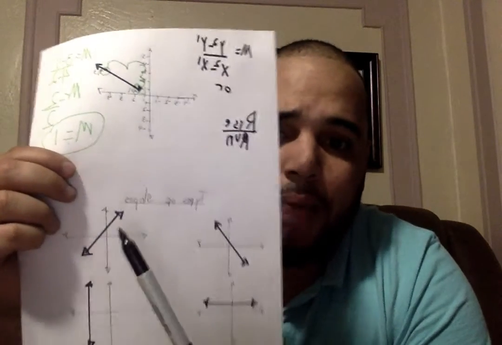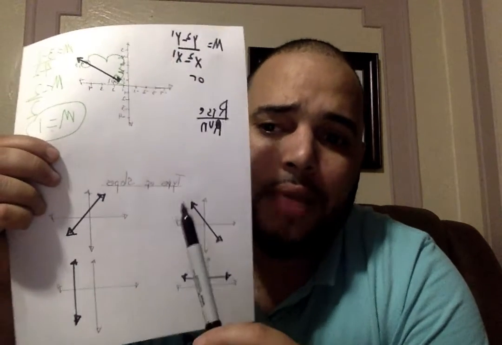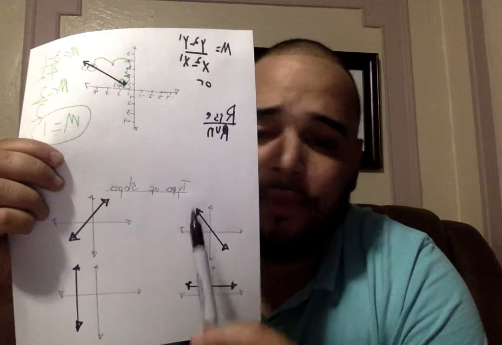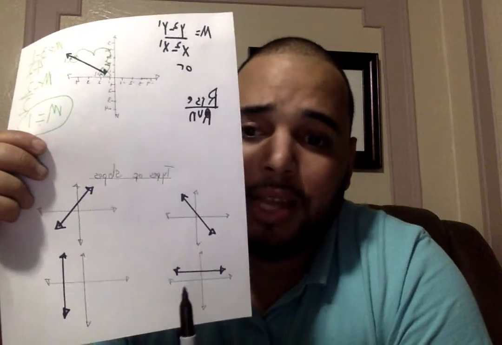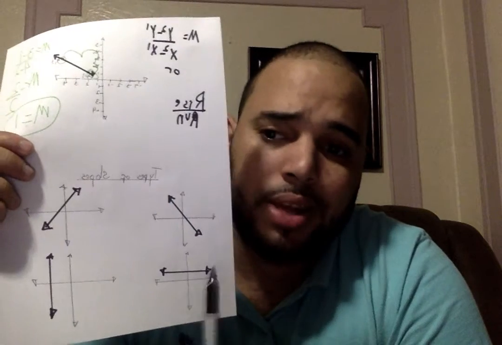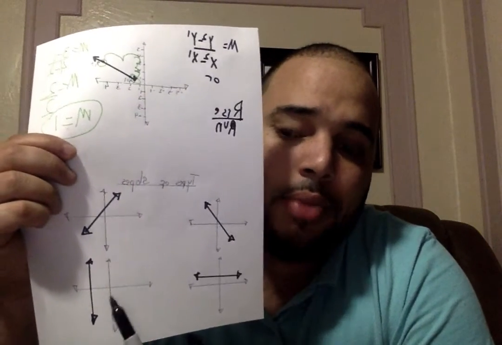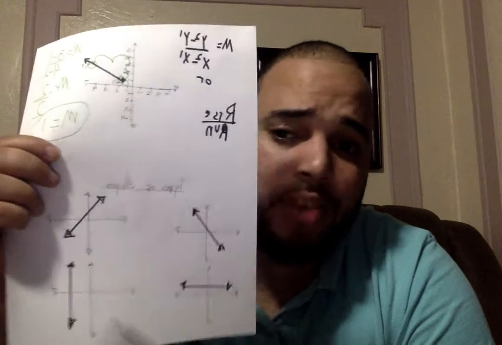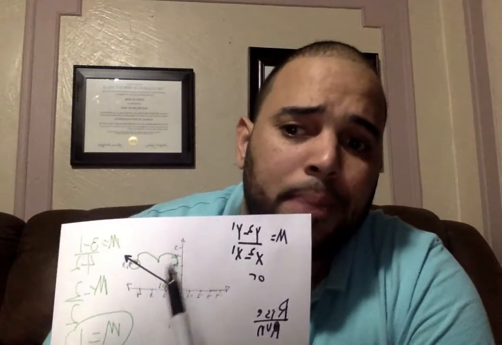So remember, we have a positive slope. It goes from left to right, upward. We have a negative slope. It goes downward from left to right. We have a slope of zero, which means that there's no inclination. It doesn't go upward. It doesn't go downward. And we have a slope that's undefined, which means there's no relationship between the variables.